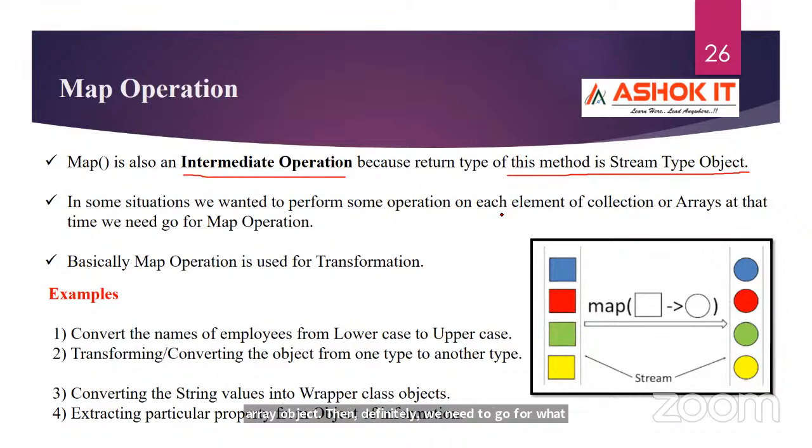Map operation. Understand? Basically, the map operation is used for transformations. What do you mean by transformations? Converting from one object type to another object type.